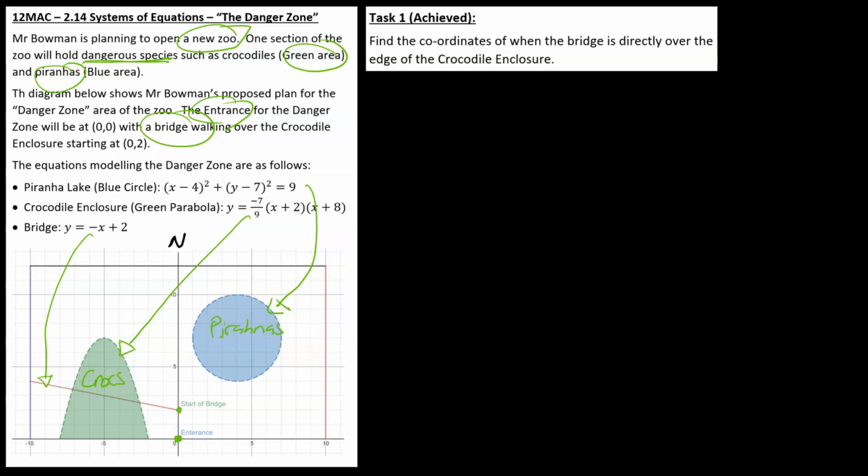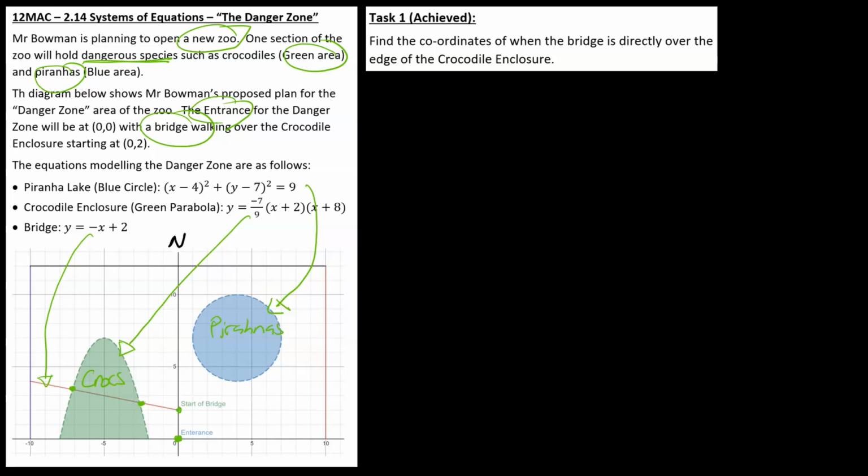So task 1, find the coordinates of when the bridge is directly over the edge of the enclosure. So the bridge is this green line going down, and we're trying to find when the bridge is directly over the edge. So we're looking for this point, and we're looking for this point. And that's another fancy way of saying when do those 2 lines intercept each other.